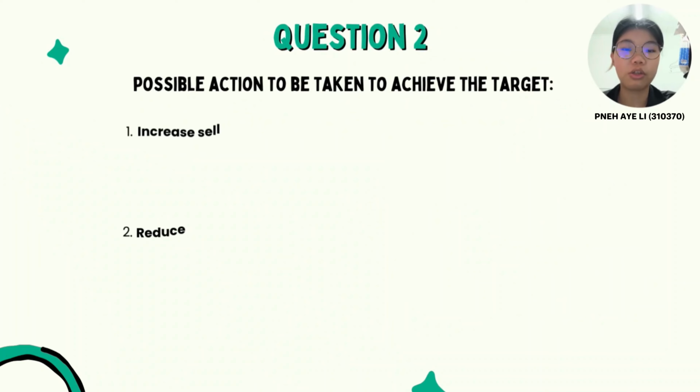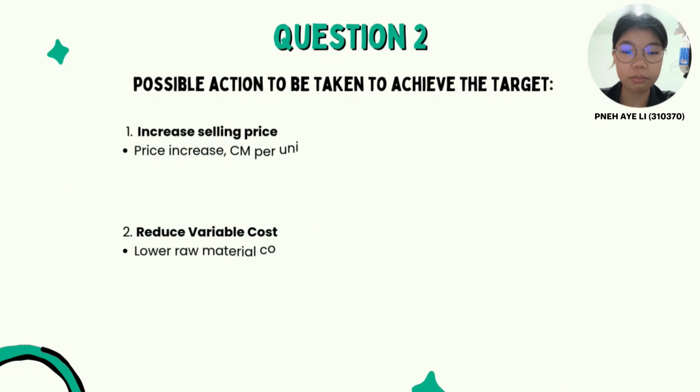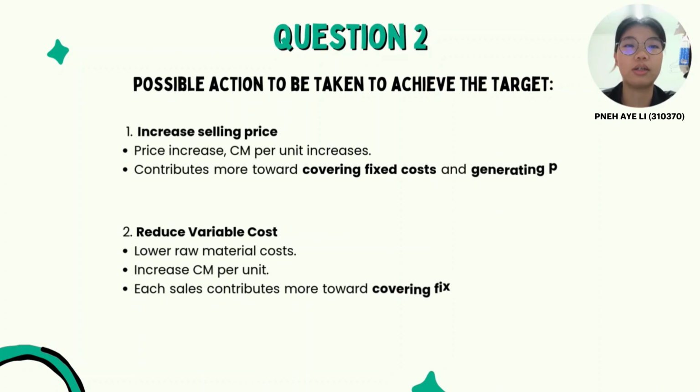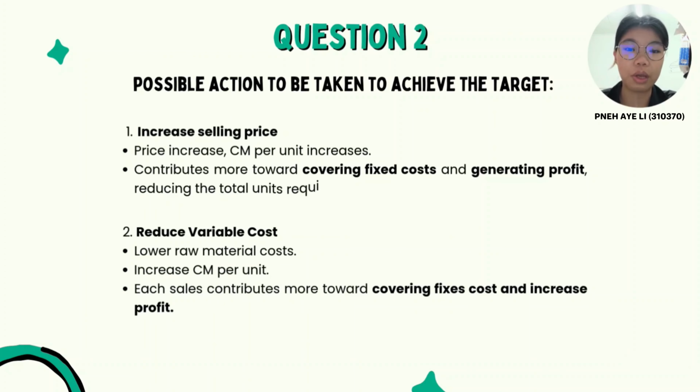Next are the possible actions to be taken by the company to achieve the target. First, they can increase the selling price. By increasing the selling price, the contribution margin per unit will also increase, which will contribute more towards covering the fixed costs and generating profit, reducing the total units required to hit the 30% goal. Secondly, reduce variable costs, which means that lower raw material cost will increase the contribution margin per unit as well, and each sale will contribute more towards covering the fixed cost and also increase the company's profit.